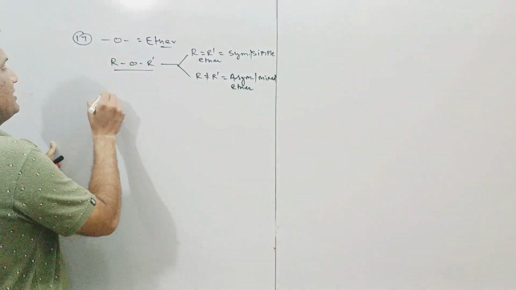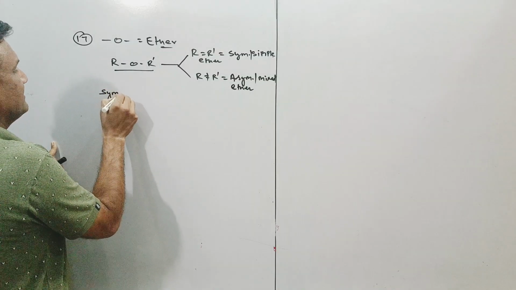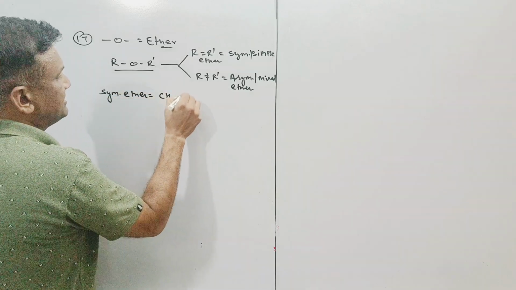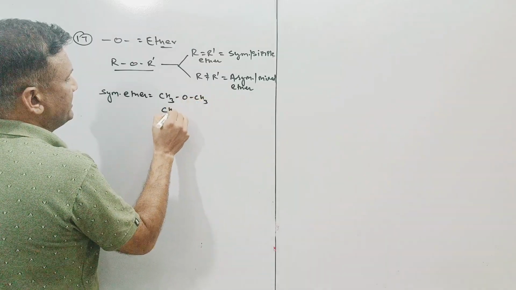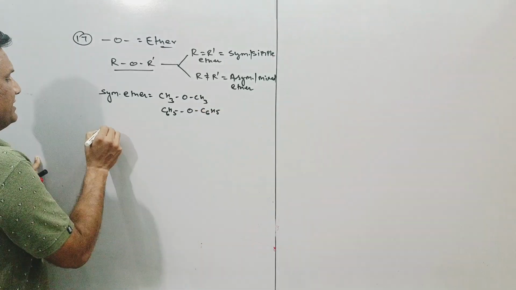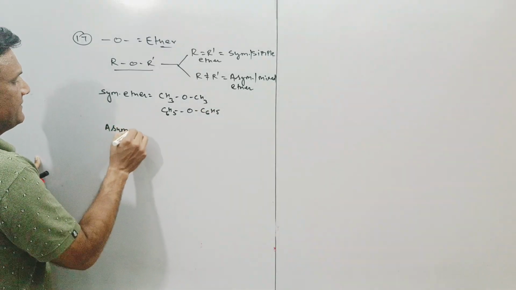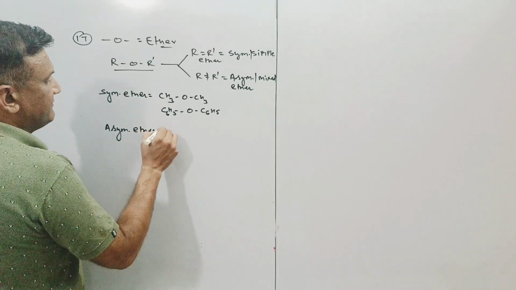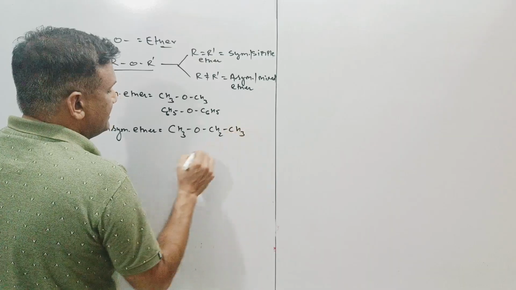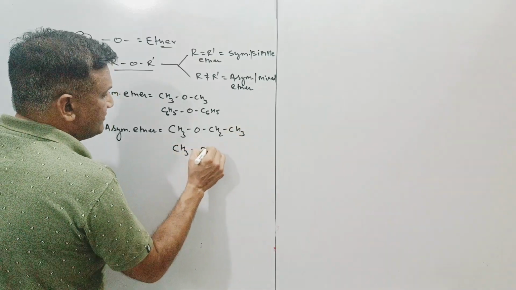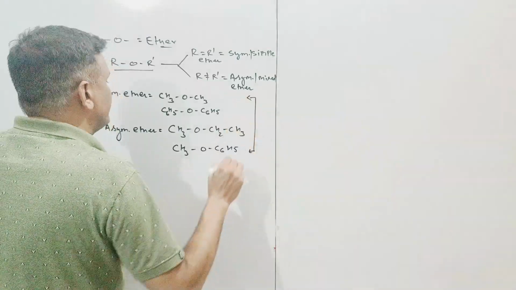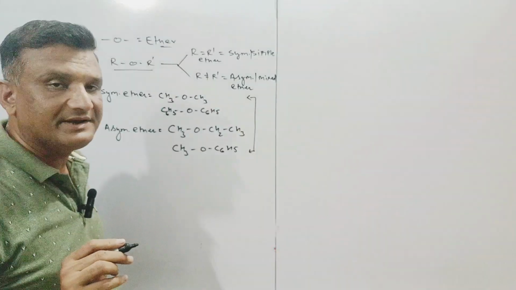If we go with the symmetrical ether, we can take the simplest example, CH3OCH3. As an aromatic, we can use C6H5OC6H5. While for asymmetrical ether, we can use CH3 O CH2CH3. As an aromatic, we can use CH3OC6H5. These are the examples of symmetrical or asymmetrical, meaning simple or mixed ether.